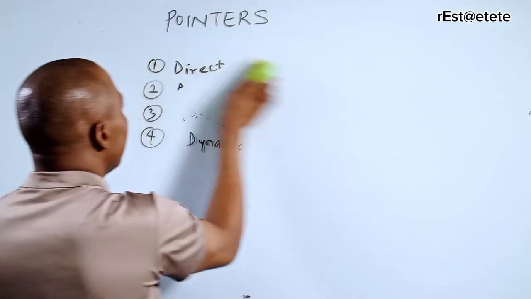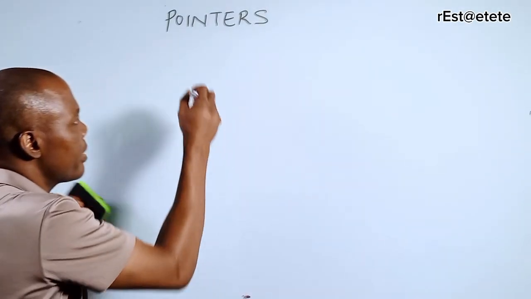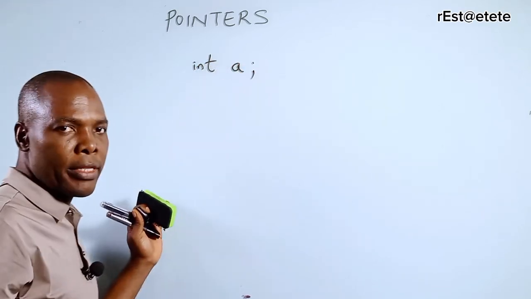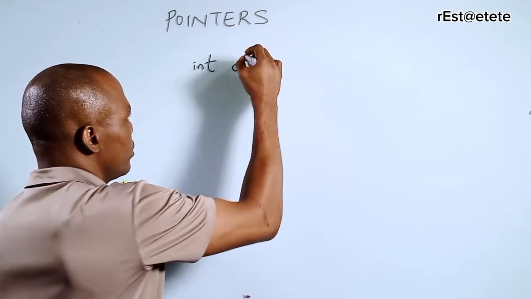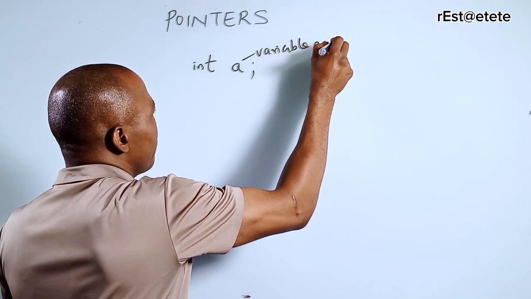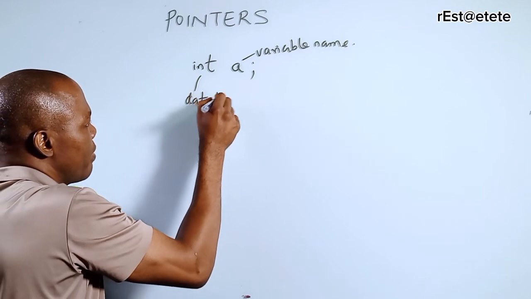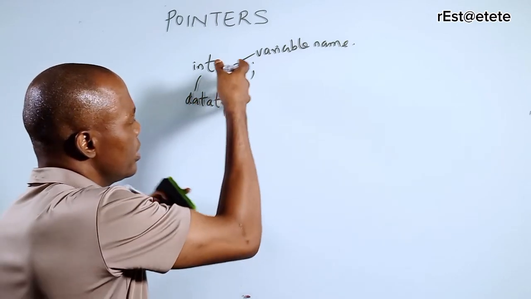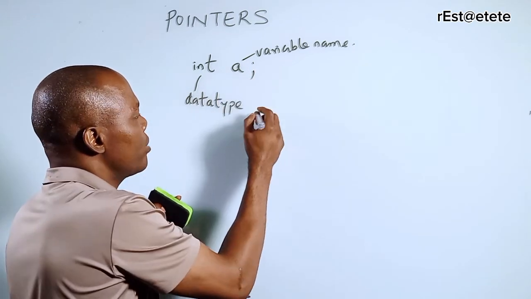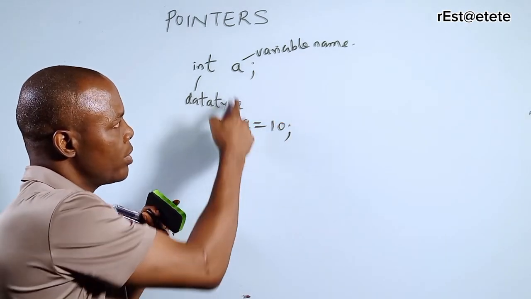All right. So let's show you how to declare a pointer. Now, if I say int a, this is me declaring a variable. So this is a variable name, and this is what? Data type. You are familiar with this already. Now, if I want to assign a value to this variable, I simply say a assign 10, right? So I assign 10 to this variable.